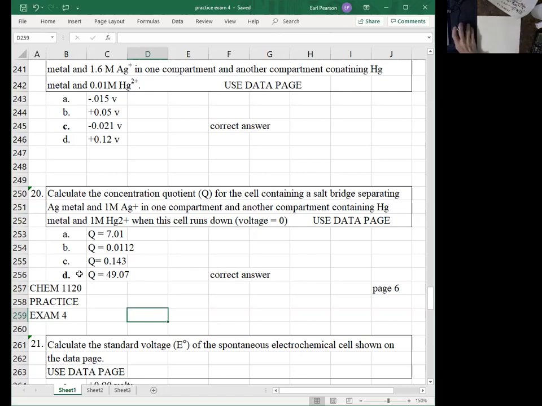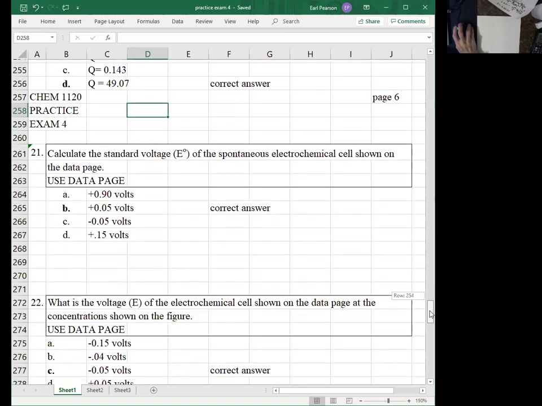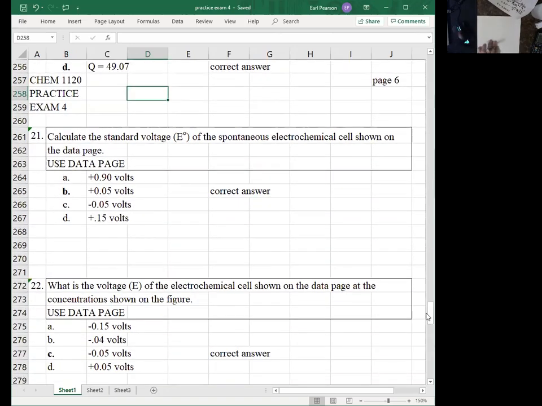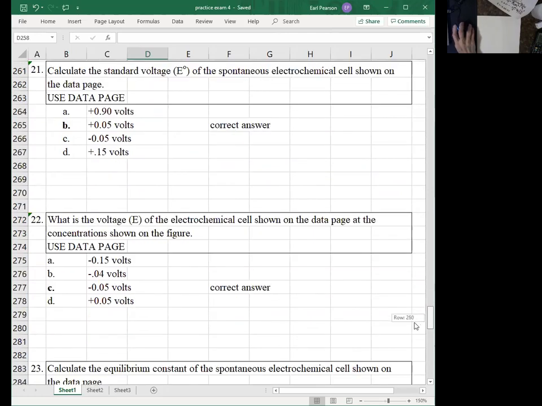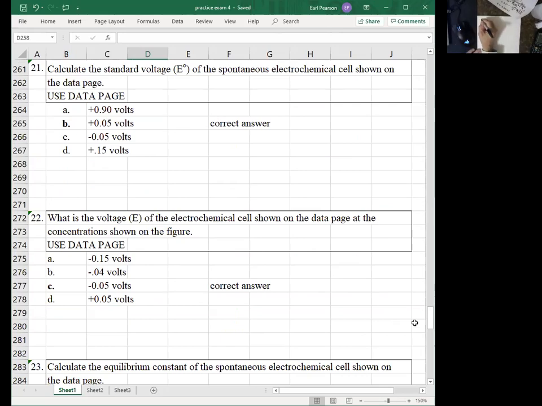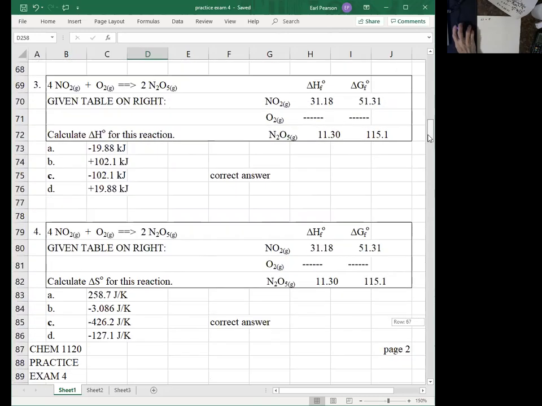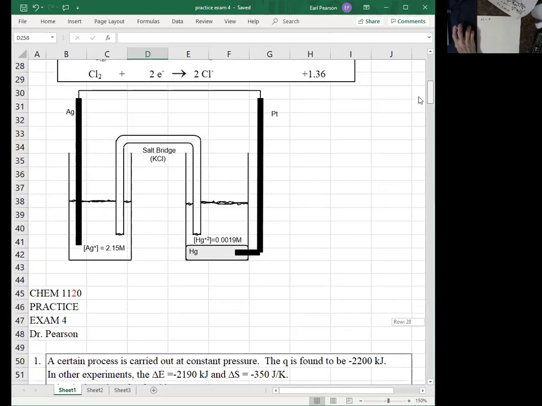Okay. All right, moving right along. Number 21. Calculate the standard voltage E0 of a spontaneous electrochemical cell shown on the data page. So let's go up to the data page and look at it. And what we want for number 22 is the E of the cell, not the E0. So let's go up and look at the figure on this data page. There it is right there.